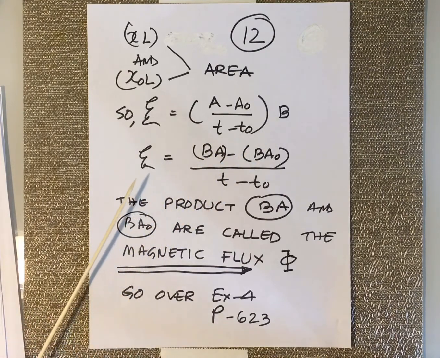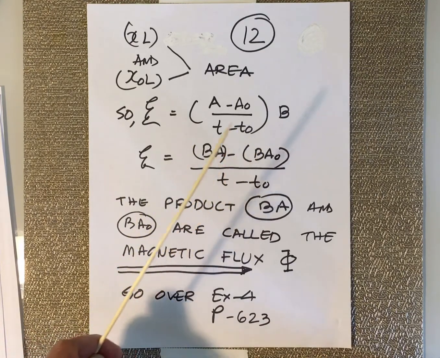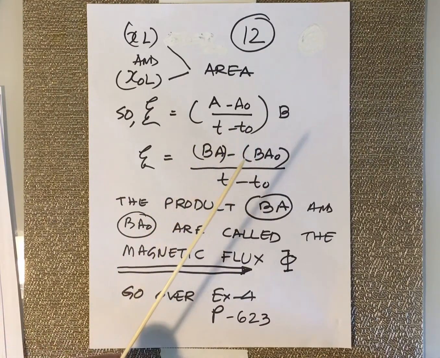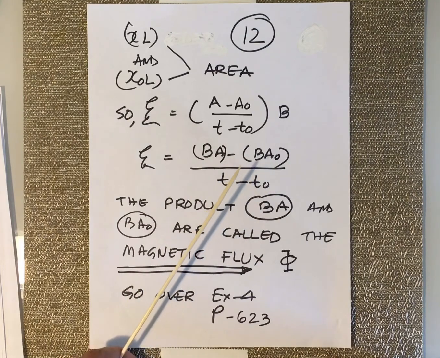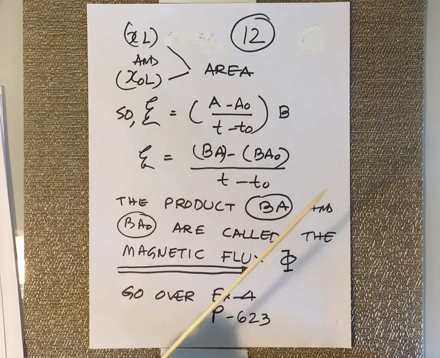So your induced EMF will be b times a minus b times a0 divided by t minus t0. The product of b times a and b times a0 are called the magnetic flux phi.